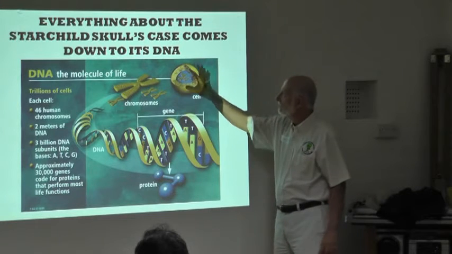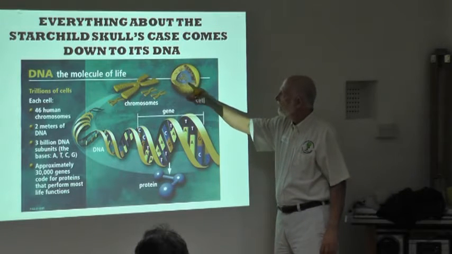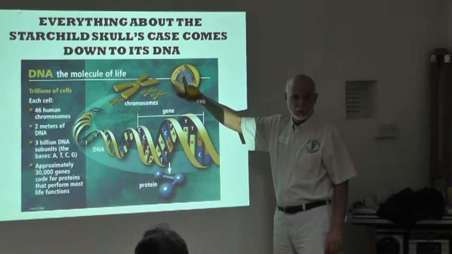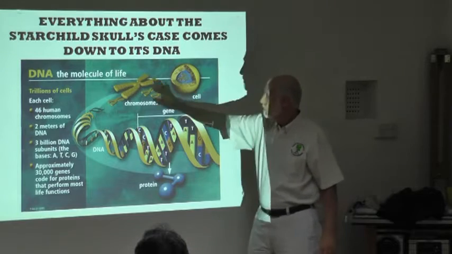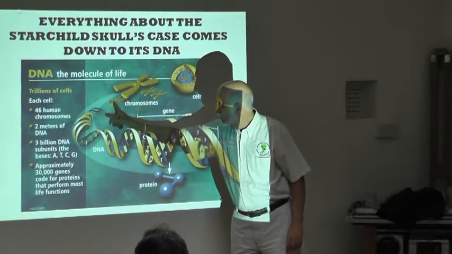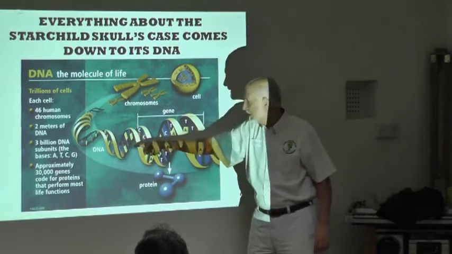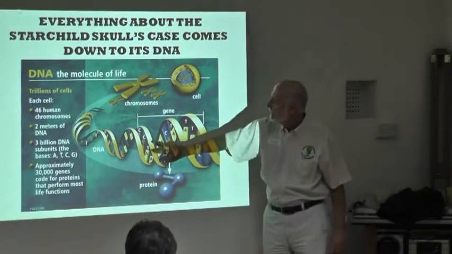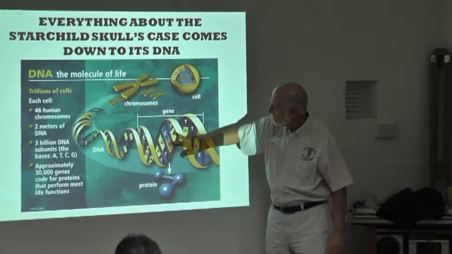This is a molecule of life. This is a cell, and inside the nucleus are the chromosomes. Chromosomes come down and they unravel. You unravel the chromosomes, and you're looking at the DNA. And the DNA is made up of the bases. We're going to see that in a minute.